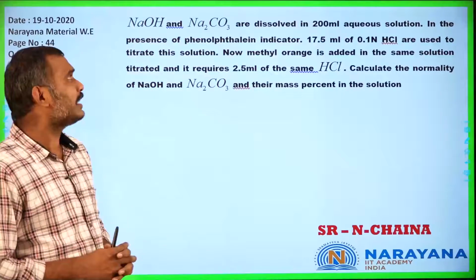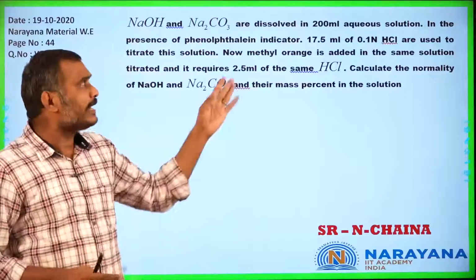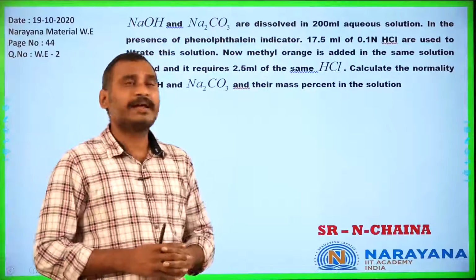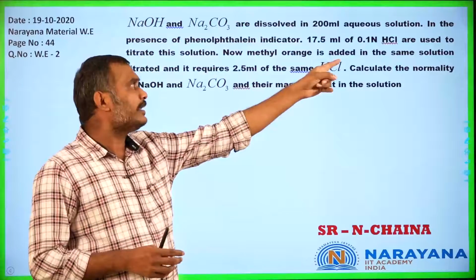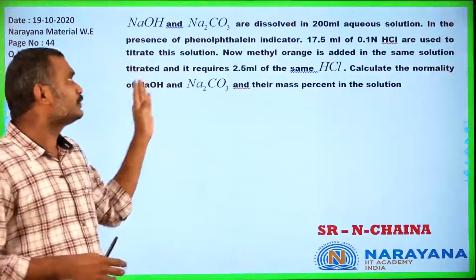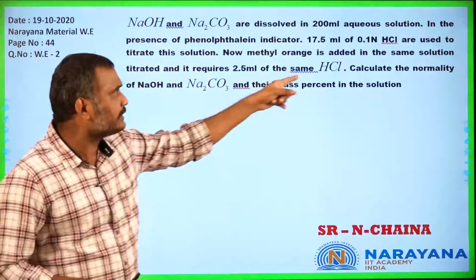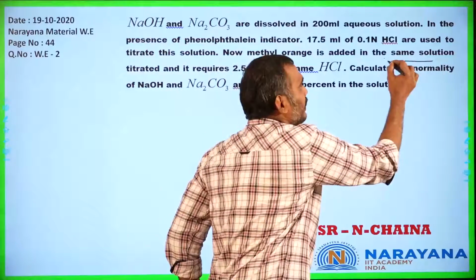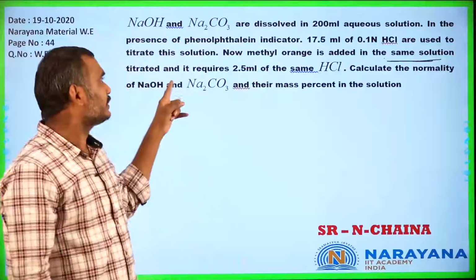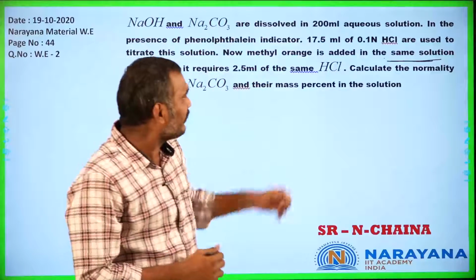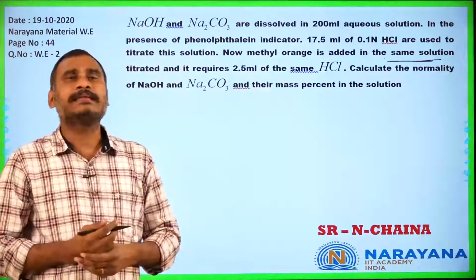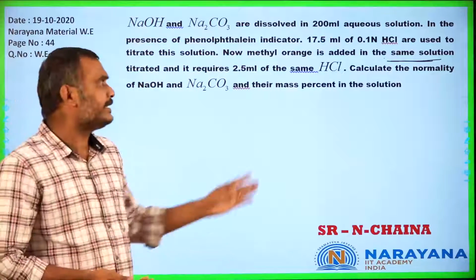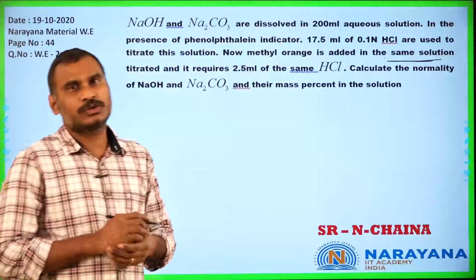Sodium hydroxide and sodium carbonate are dissolved in 200 ml aqueous solution in the presence of phenolphthalein indicator. 17.5 ml of 0.1 N HCl is used to titrate this solution. Now methyl orange is added in the same solution. Titrated, it requires 2.5 ml of the same HCl. Then calculate the normality of sodium carbonate, sodium hydroxide and the mass percentage of the solution.